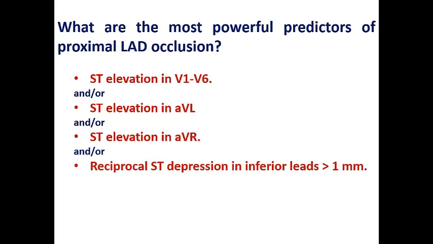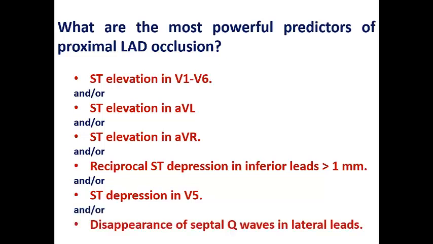Reciprocal ST depression in inferior leads more than 1 mm, indicating the current of injury away from the inferior leads due to severe or extensive infarction, as we have seen before. Sometimes ST depression may occur in V5, denoting here the extensive infarction and the injury vector away from V5 plus minus V6. Disappearance of septal Q waves in lateral leads, especially in 1 and AVL, denoting of course that the current of injury is mainly towards the lateral leads, and so indicating extensive infarction.